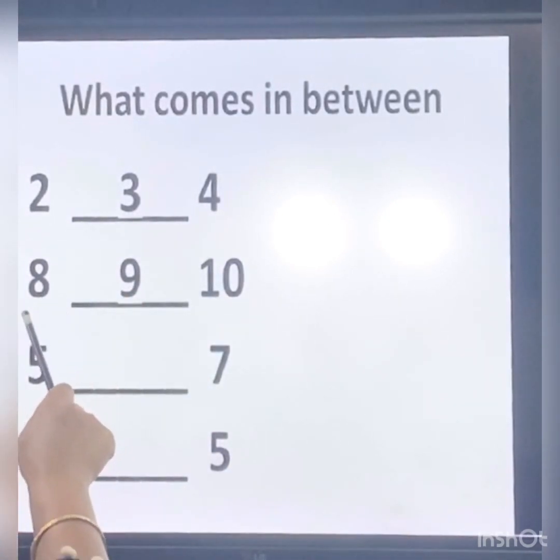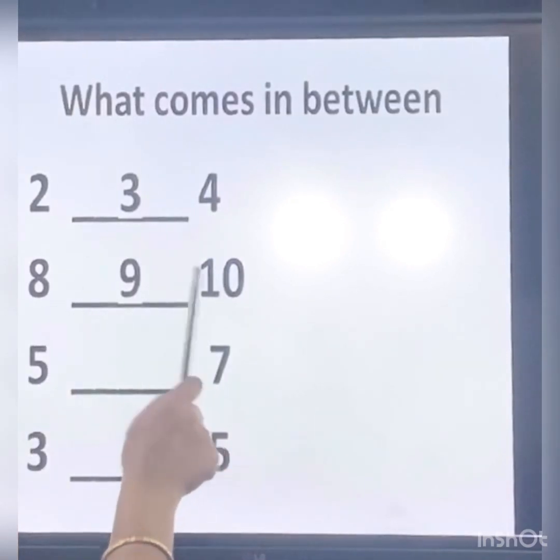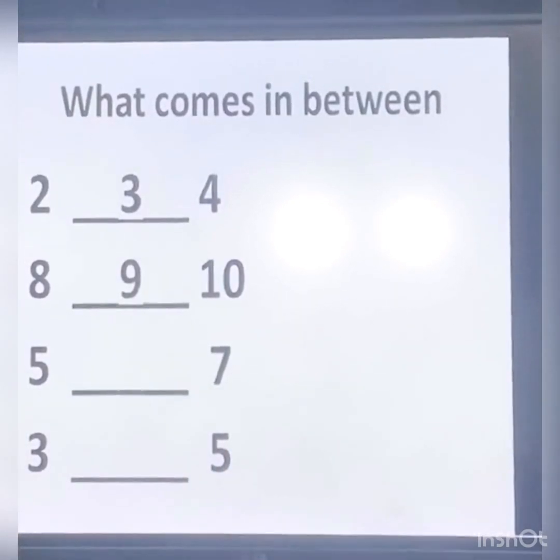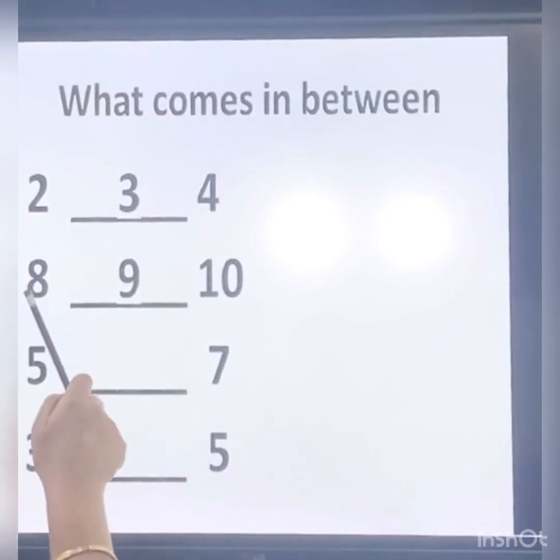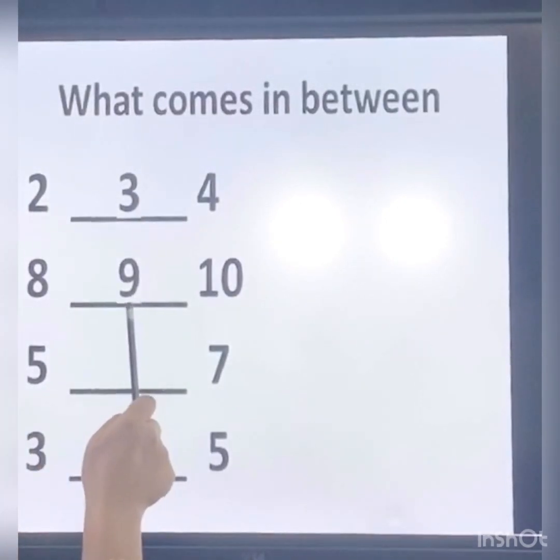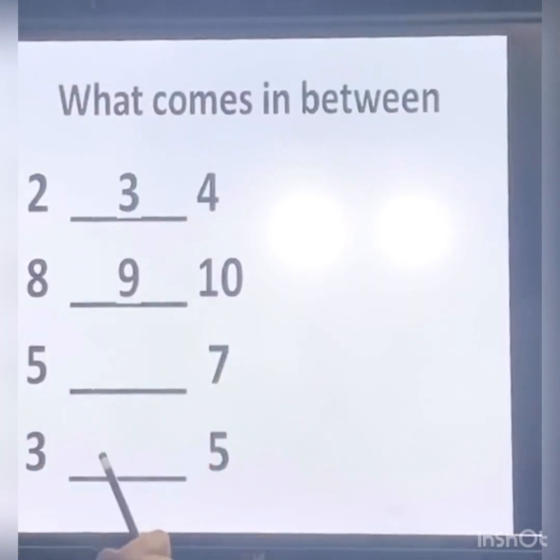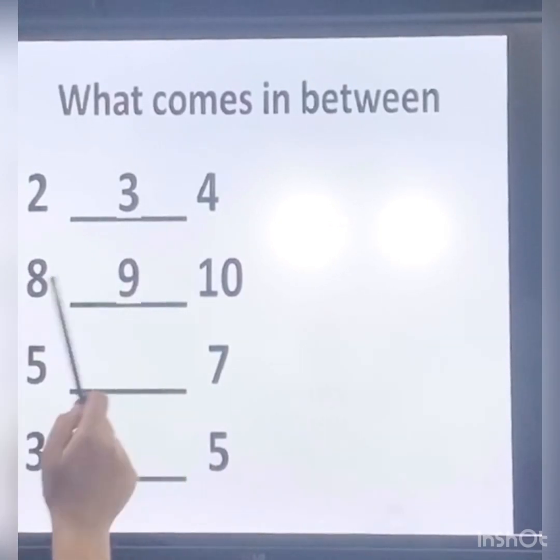See the next one, children. We have 8 and 10. What comes in between 8 and 10? Let's count. 8, 9, 10. So the answer is 9.